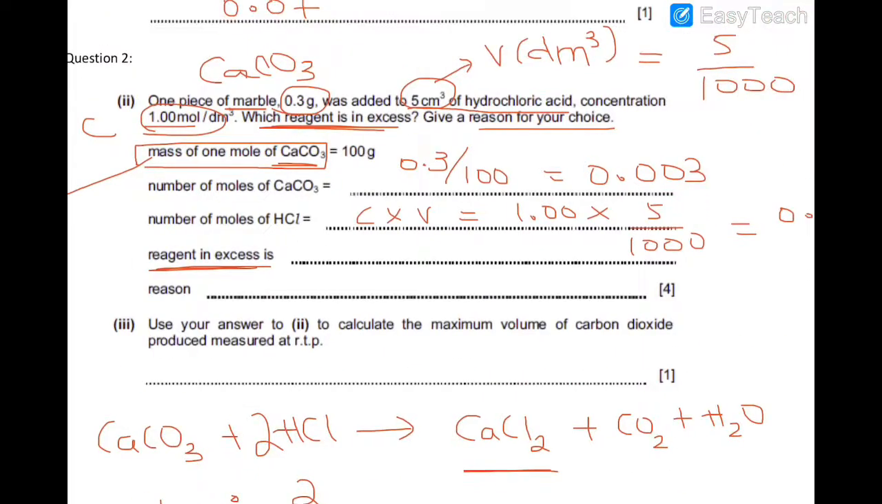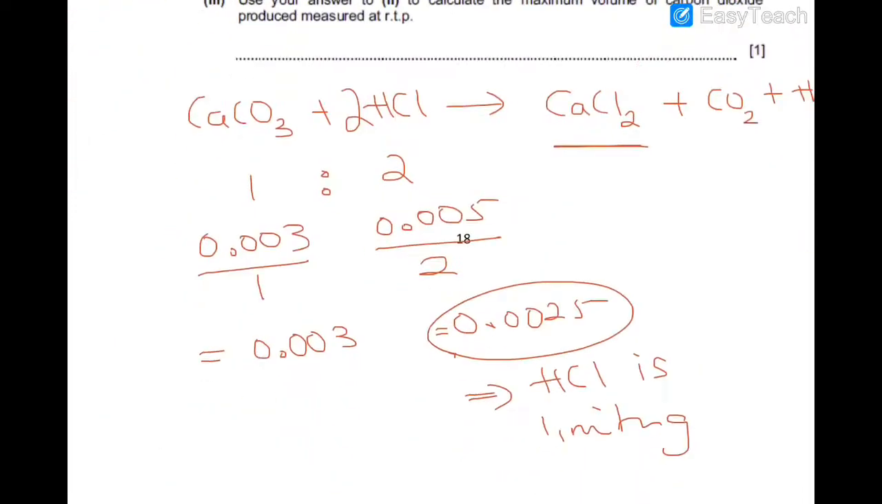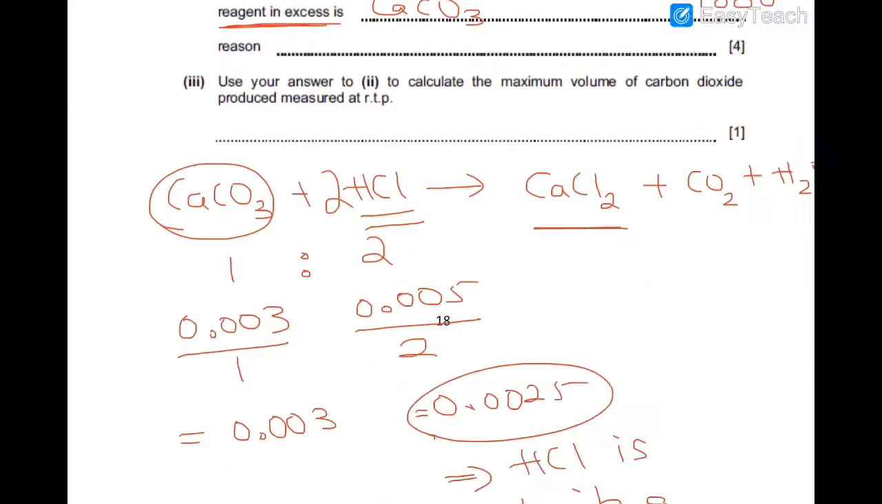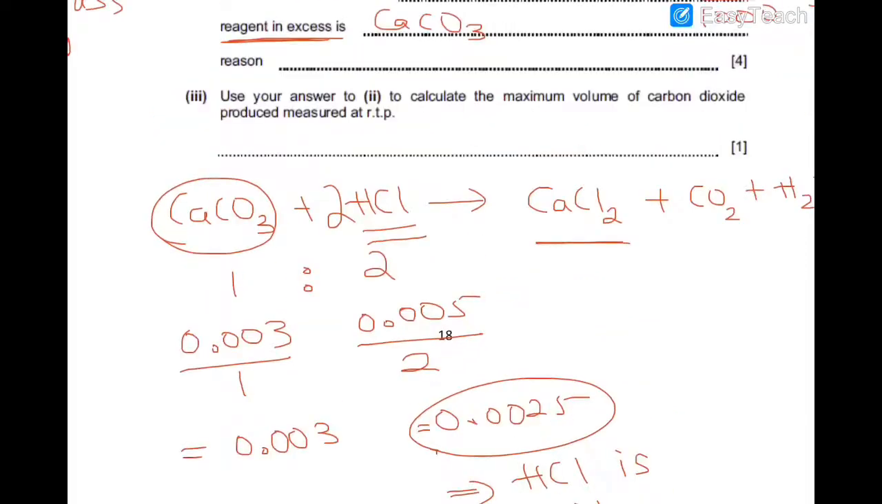So that's the working, and you can just give your answer here. So HCl is limiting, which means that this is in excess. So this is limiting, therefore this is going to be in excess. So in excess is calcium carbonate, or you could say marble. Reason: because you have more moles of calcium carbonate than the number of moles of HCl.